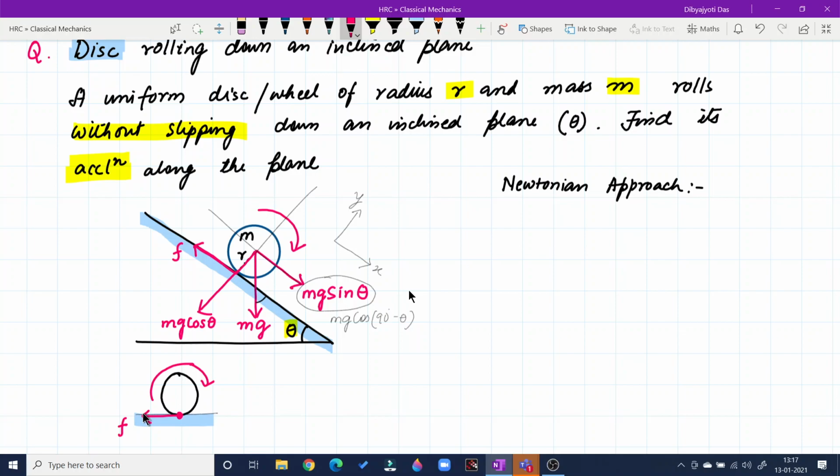So there are two forces, the friction and this one. Let's do the calculations using the Newtonian approach. What happens in the Newtonian approach? And of course there is the reaction force N.